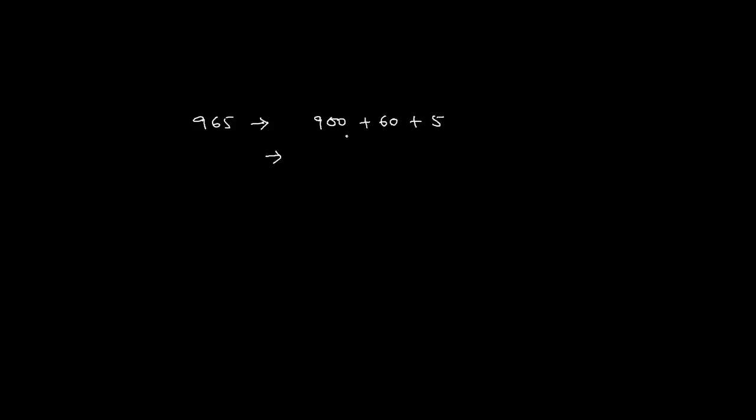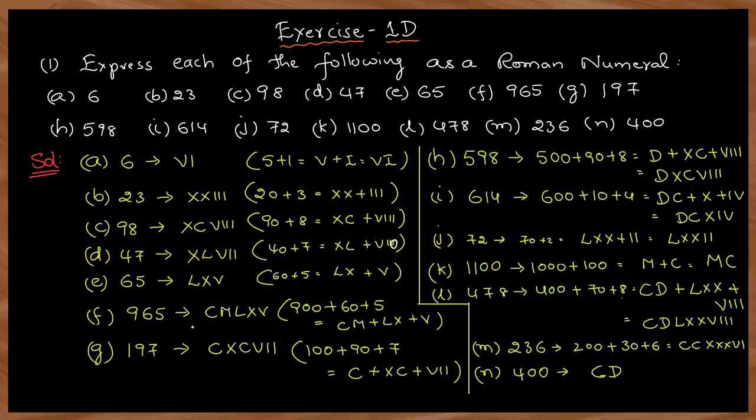So now you can write 900 as CM, which is 1000 minus 100, plus 60 means 50 plus 10, which is 60, plus 5 means V. So now you can write all the letters together like CMLXV. So this is the 965. Okay. So next, the same method you have to use to write the remaining numbers also.